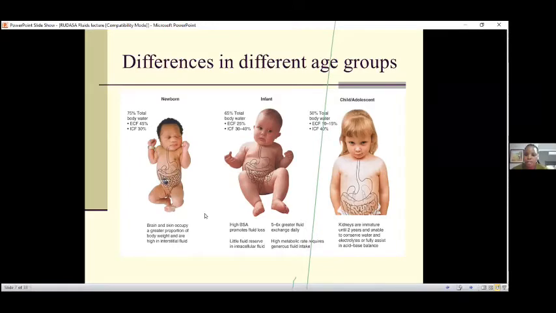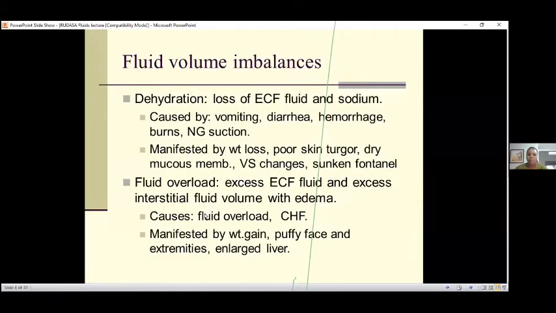And then in the child to adolescent, the kidneys are immature until 2 years and are unable to conserve water and electrolytes or fully assist in acid-base balance. So this is why the pediatric population can never be treated as the adult population. And then for fluid volume imbalances, you can have dehydration and fluid overload. Dehydration is a loss of the extracellular fluid compartment and sodium caused by vomiting, diarrhea, hemorrhage, burns, and nasogastric suction. But you know, in our settings, it's mainly vomiting and diarrhea that are the main causes.